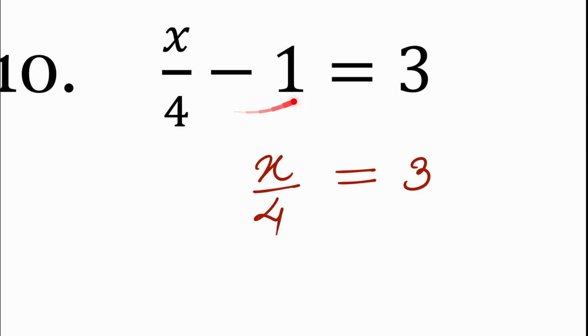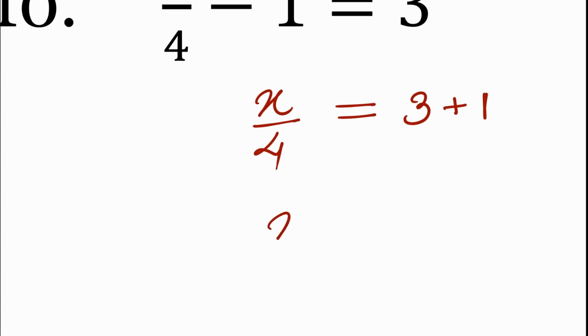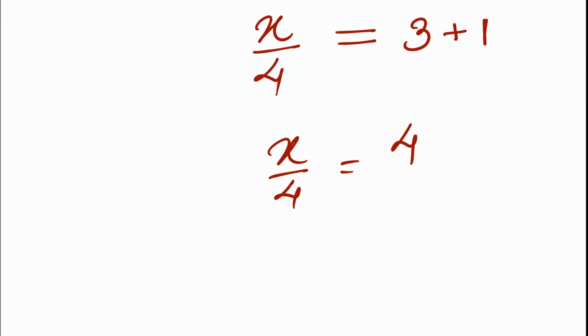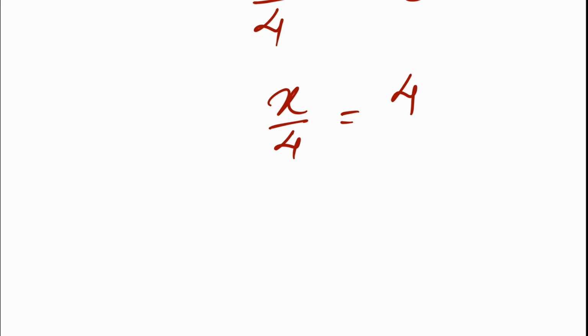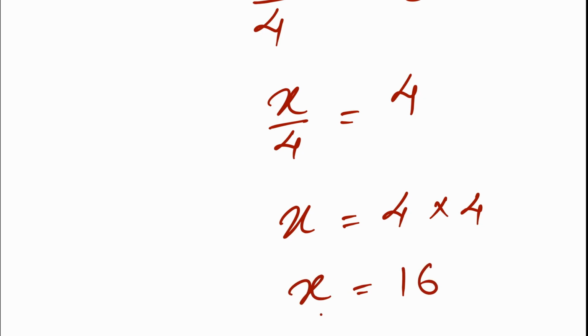And now think about this number. You are switching this to the right hand side, so negative 1 becomes positive 1. So x over 4 equal 3 plus 1 is 4. Your second step is to move the 4 to the right hand side. Remember, this 4 is divided here, so x equal 4 times 4, that is 16. X equal 16. That's the end of that question. That's everything. Thank you.